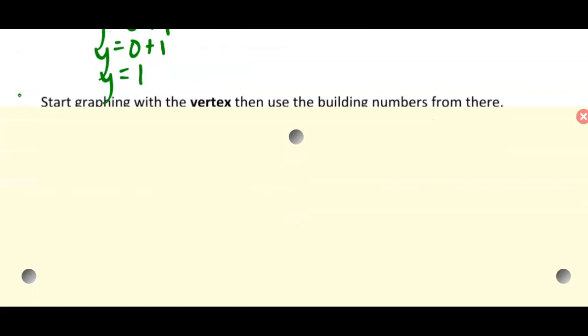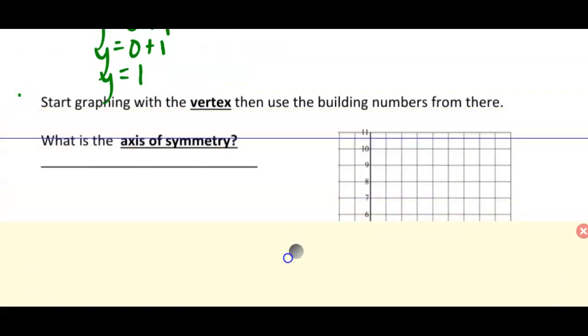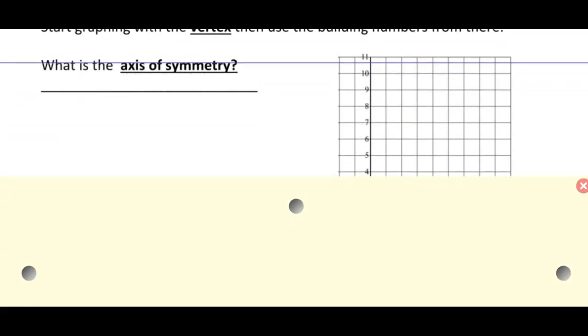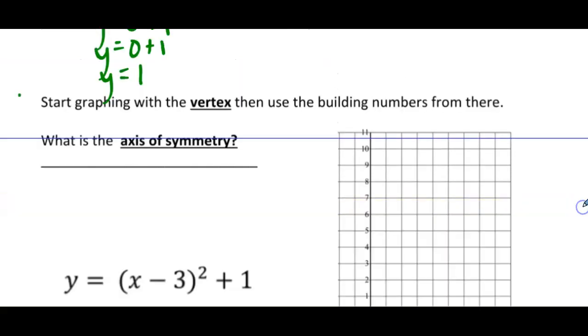So we're going to start graphing with our vertex, and then we are going to find our axis of symmetry as well, okay? So, starting to graph with our vertex. What was my vertex?